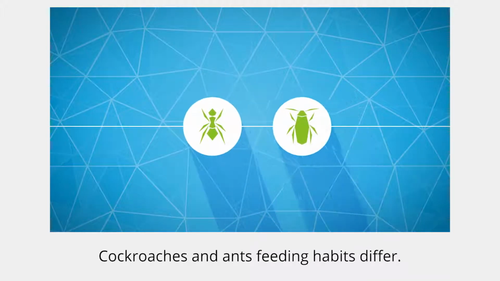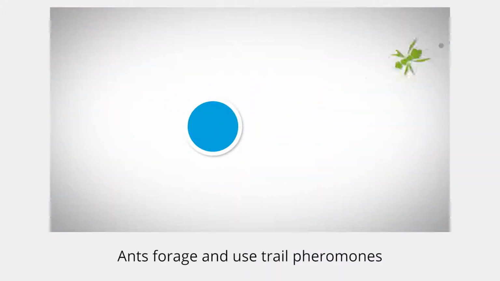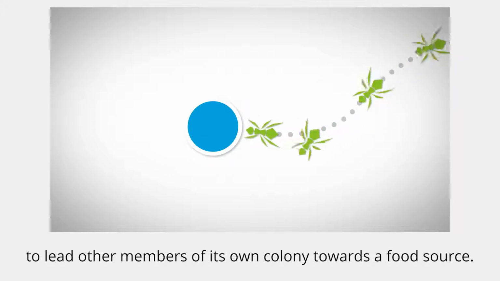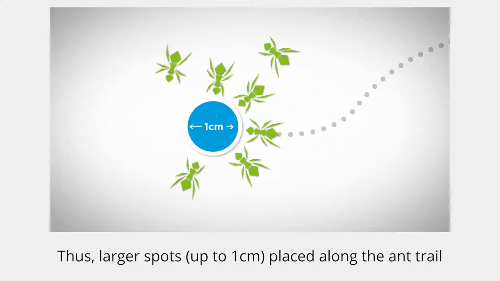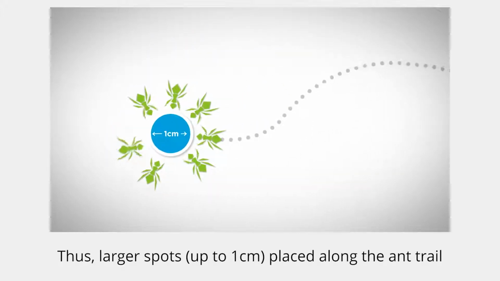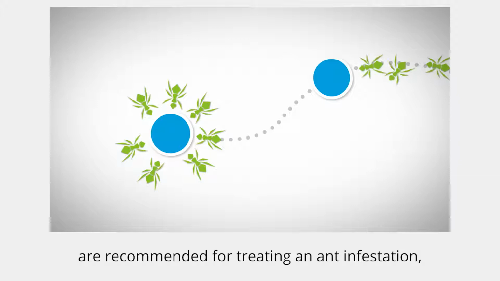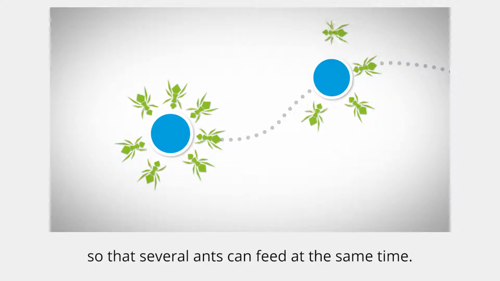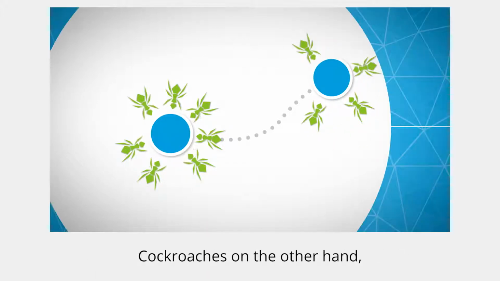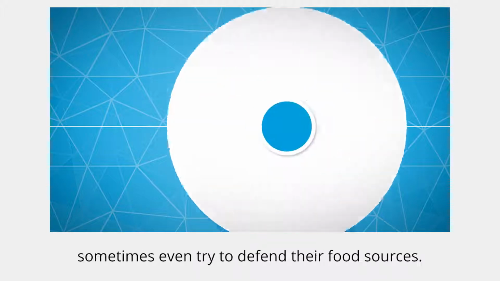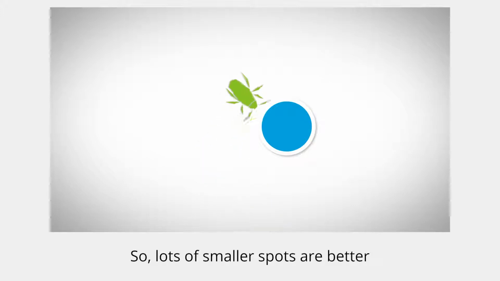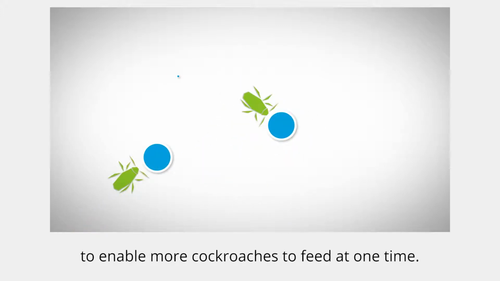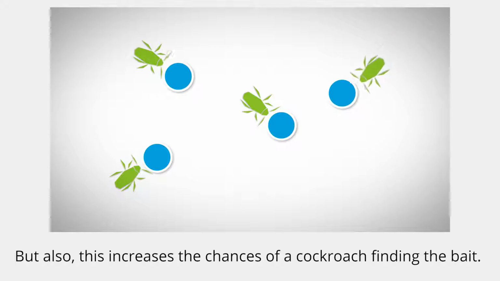Cockroaches and ants' feeding habits differ. Ants forage and use trail pheromones to lead other members of its own colony towards a food source. Thus, larger spots, up to 1 centimetre, placed along the ant trail are recommended for treating an ant infestation, so that several ants can feed at the same time. Cockroaches, on the other hand, sometimes even try to defend their food sources, so lots of smaller spots are better to enable more cockroaches to feed at one time. But also, this increases the chances of a cockroach finding the bait.